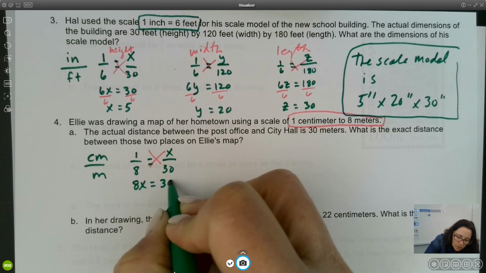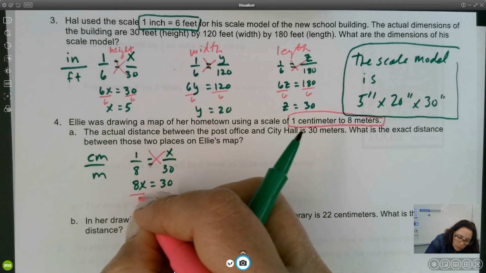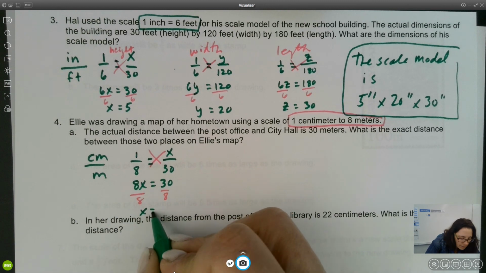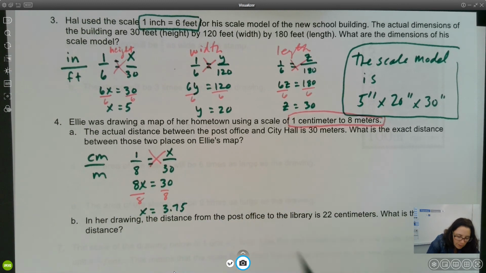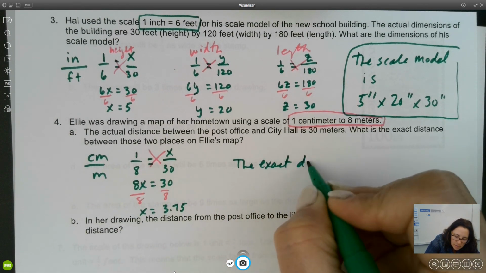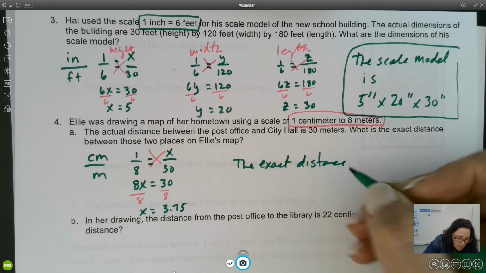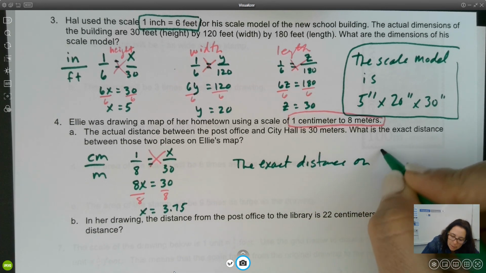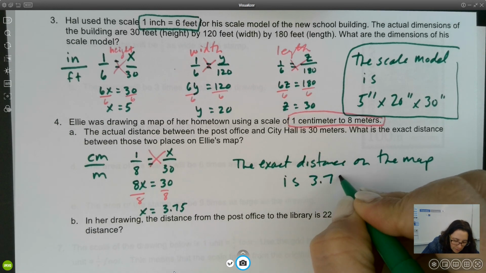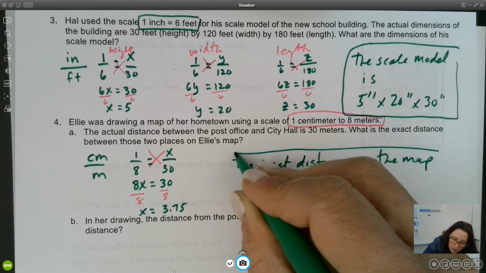8x equals 30. And when we divide by 8, we would have 3.75. Okay, so the exact distance on the map is 3.75 centimeters.